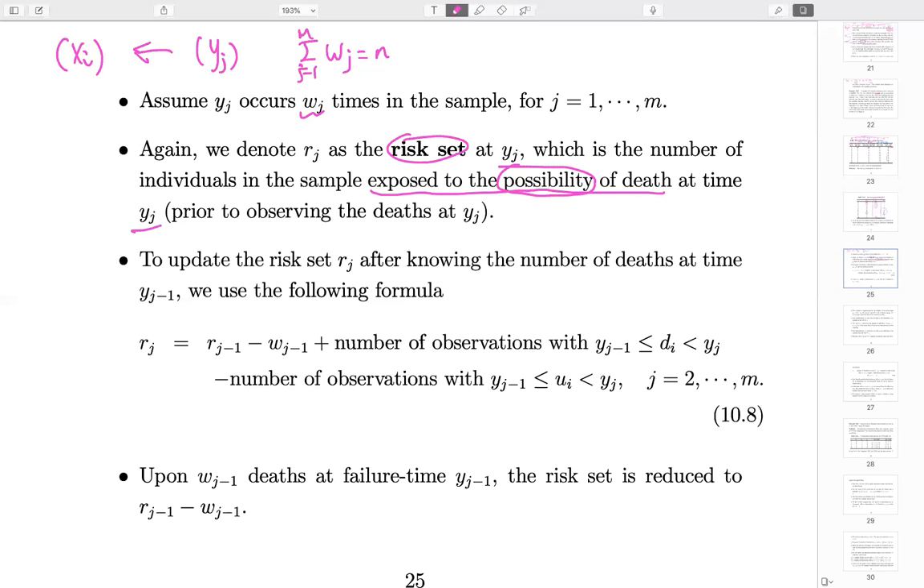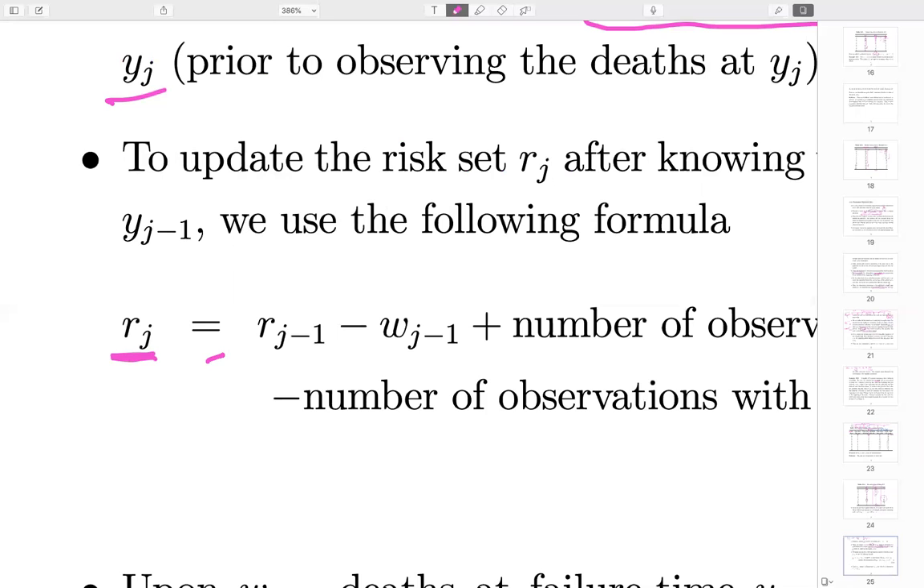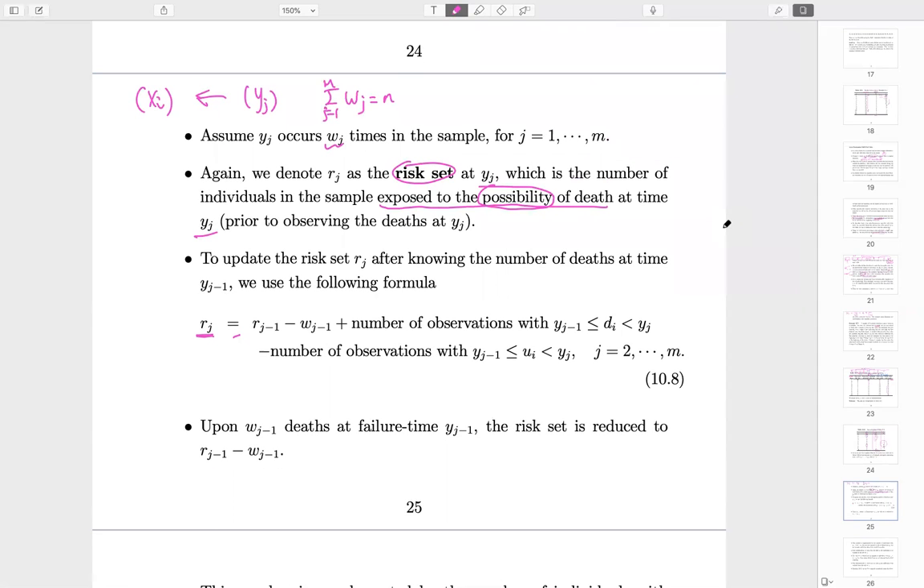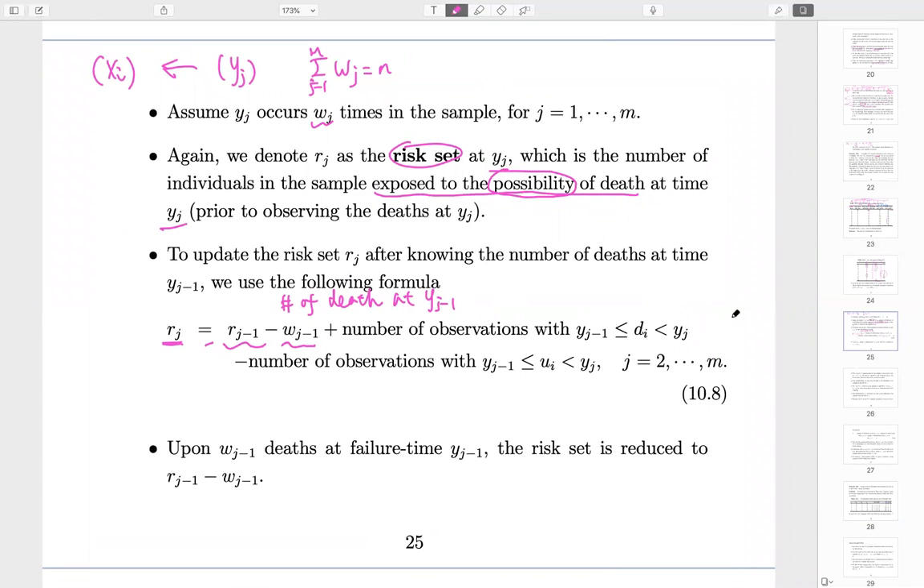to update Rj. We begin with the previous risk set, Rj minus 1, okay? And then we subtract Wj minus 1. This is the number of deaths at Yj minus 1. So we have to exclude those who died at Yj minus 1, because now we are interested in Yj, so we have to exclude those passed away. And then, for complete data, that's everything, right? This is what we deal with for complete data.